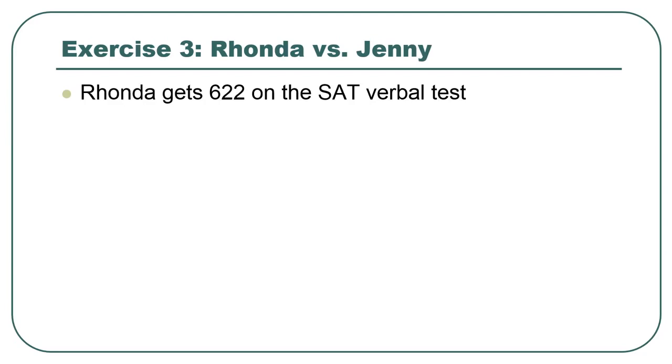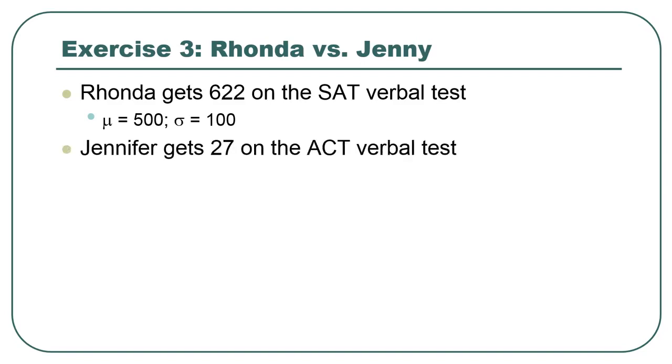So final exercise here, comparing two z-scores and seeing which one is the most extreme or least extreme within its distribution, even when you're in totally different distributions. And this is a way z-scores can be useful. So Rhonda gets 622 on the SAT verbal, and that score has a distribution, all the scores together, the population has a distribution of a mean of 500, standard deviation of 100.